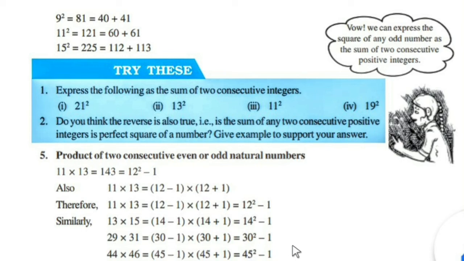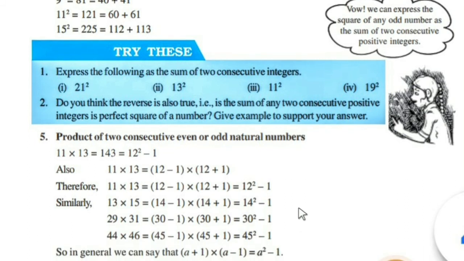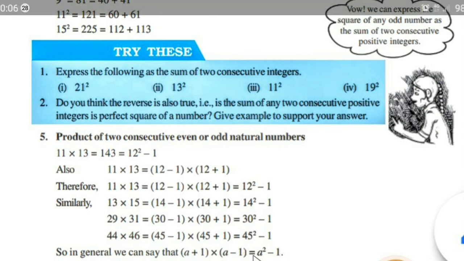Now we have studied already in the algebraic expression that a square minus b square equal to a minus b into a plus b. So this part is a square minus b square. This is a minus 1 into a plus 1. So in general, we can say that a plus 1 into a minus 1 equal to a square minus 1.